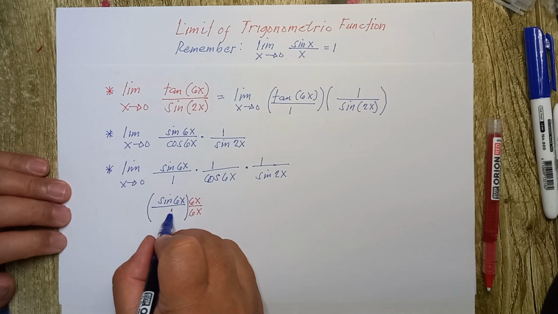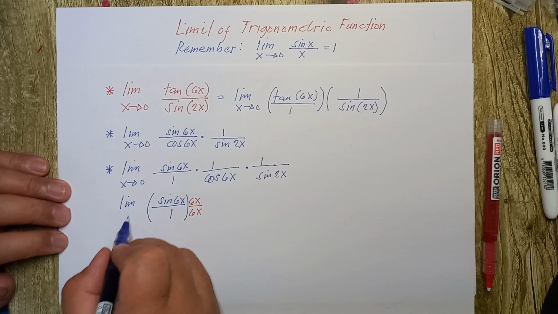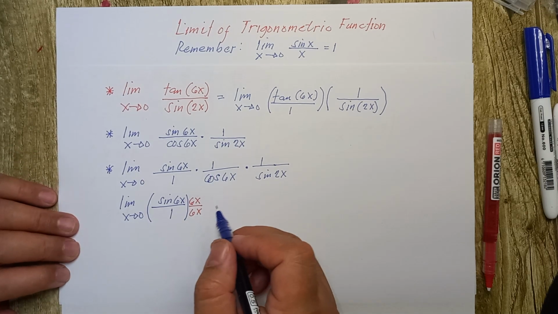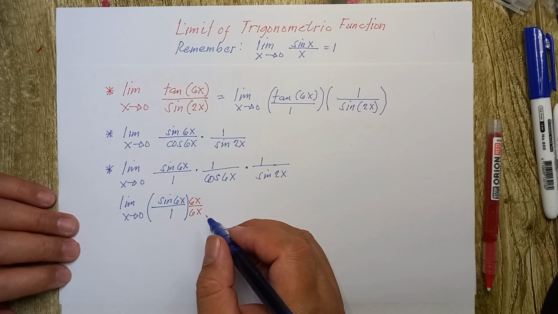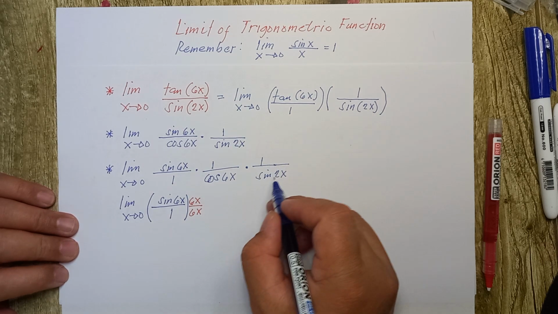Of course, this is the same as 1. So that is the limit as your x is approaching 0. Okay? So that is it. Now, what about in here? What would be our multiplier?